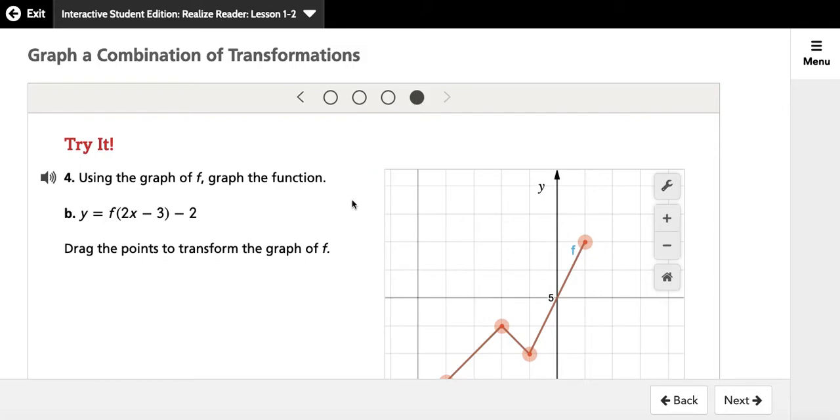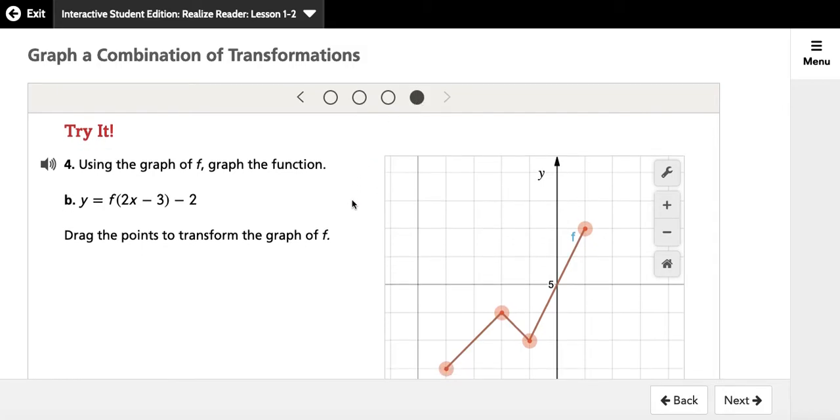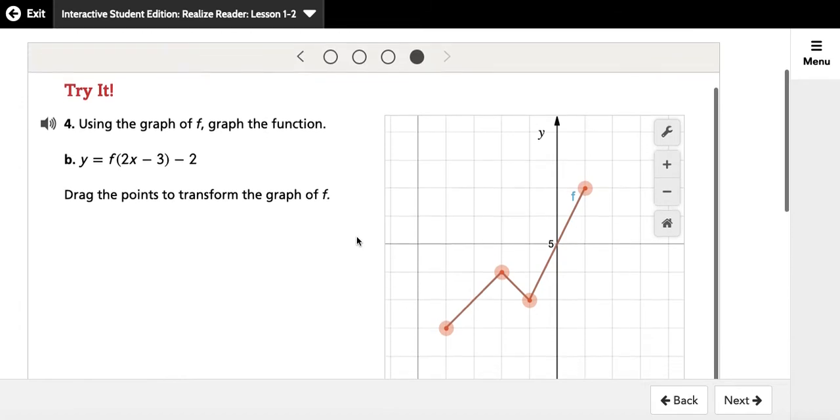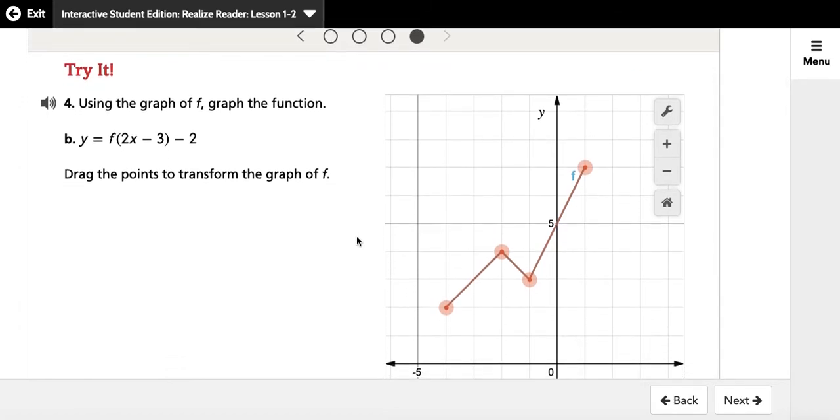Our last example. Shoot, that was a try it that we had before. I apologize. I should have let you try it first. See if you can use the same strategy that I just used, but now it's 2x minus 3, and then there's a -2. Go ahead and click pause and try it on your own and come back when you're ready.